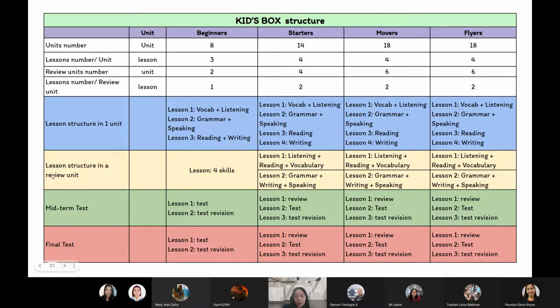Similar to the reviewing unit, you can see here that starters, movers, and flyers have 2 lessons of reviewing, but beginners have only 1 lesson, and they will practice 4 skills at the same time. And about the midterm test and final test, beginners will not have a review lesson before the test. They just go straight to the test. But for starters, movers, and flyers, they have one review lesson before they go to the test.